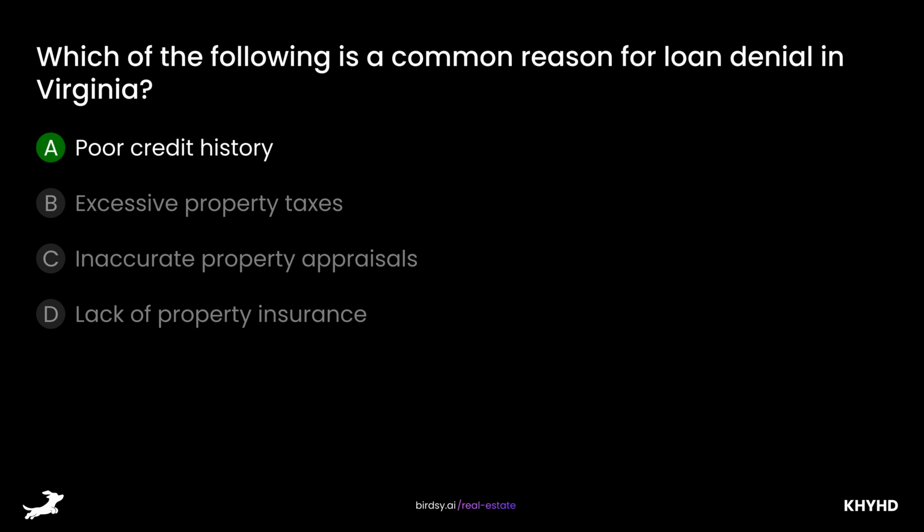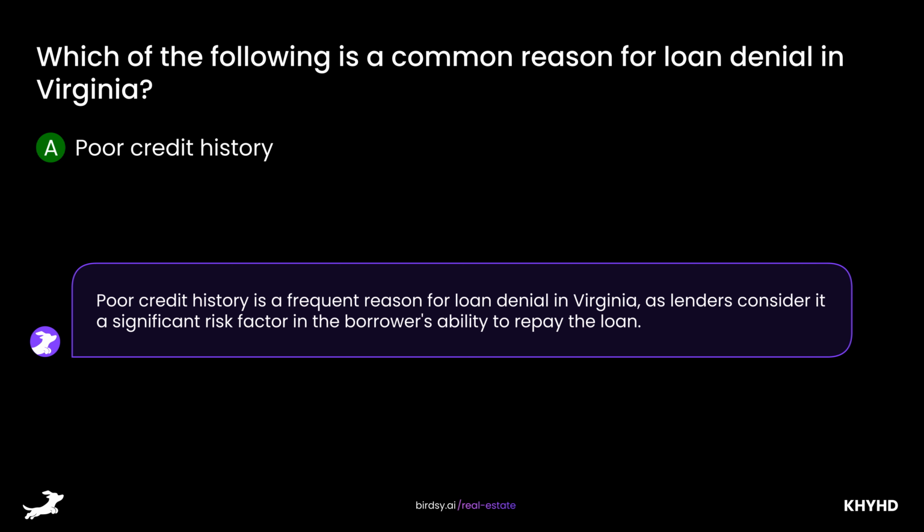Poor credit history. Poor credit history is a frequent reason for loan denial in Virginia, as lenders consider it a significant risk factor in the borrower's ability to repay the loan.